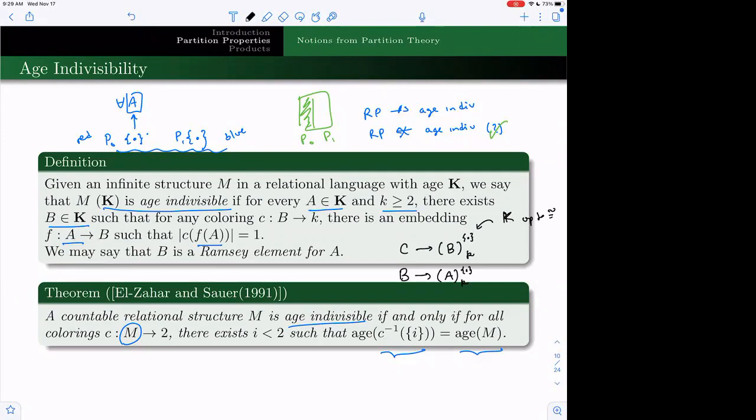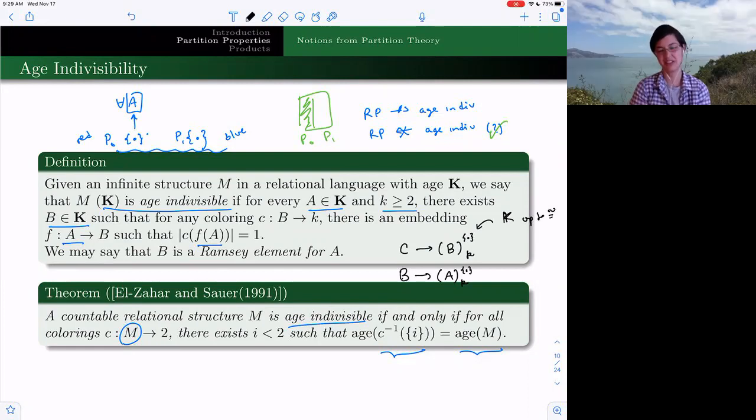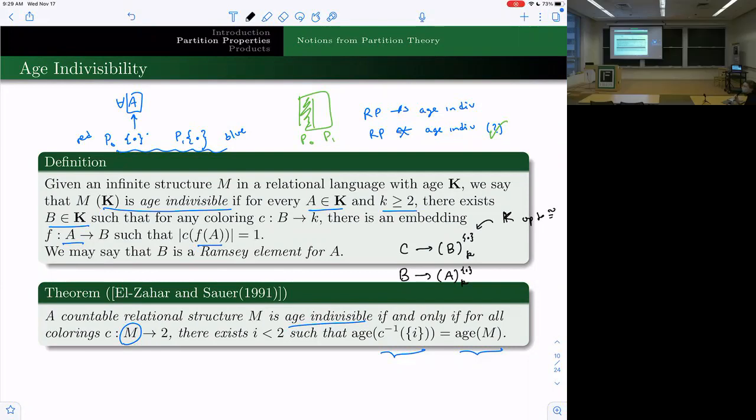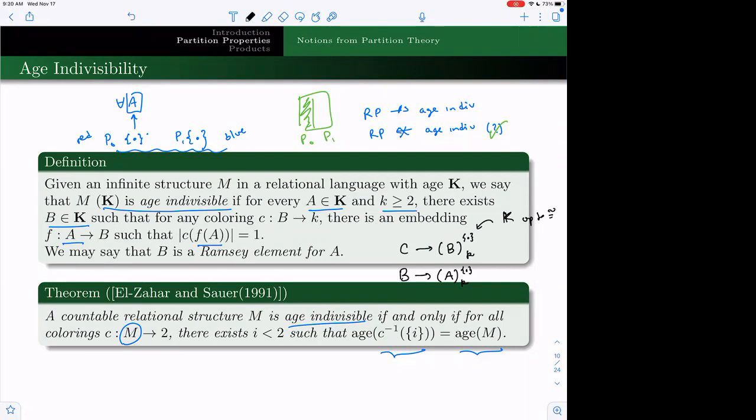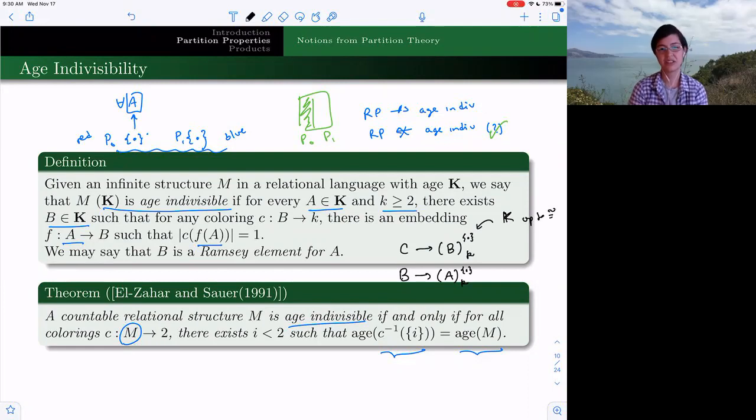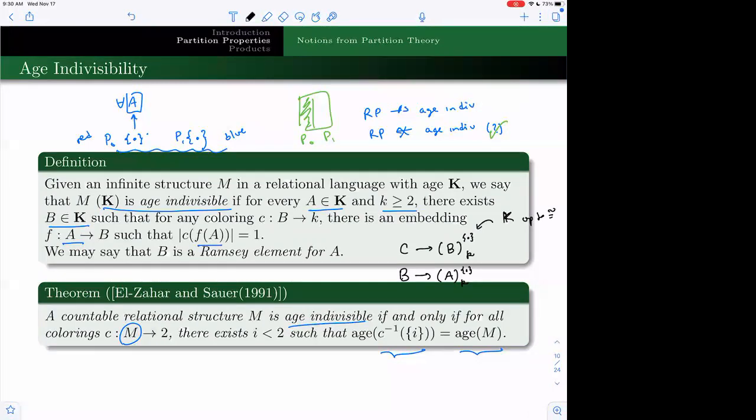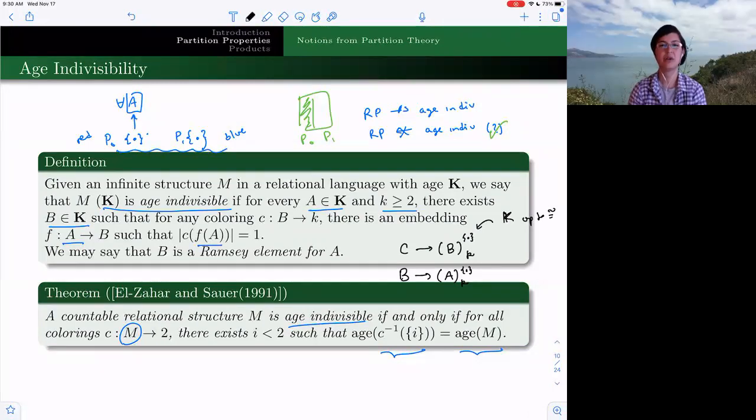Okay, thanks. Thank you for the information and the questions. Thank you. Are there any other questions? Actually, another kind of question is whether there is anything that age indivisibility says about the automorphism group. Yes, that's a good question. So you don't know, right? No, I haven't seen anything. And I was hoping maybe you'd have something from the Ramsey property, but as we said, it doesn't look like it quite lines up.